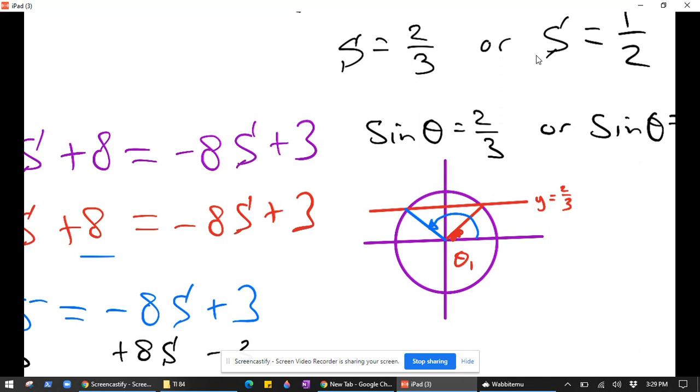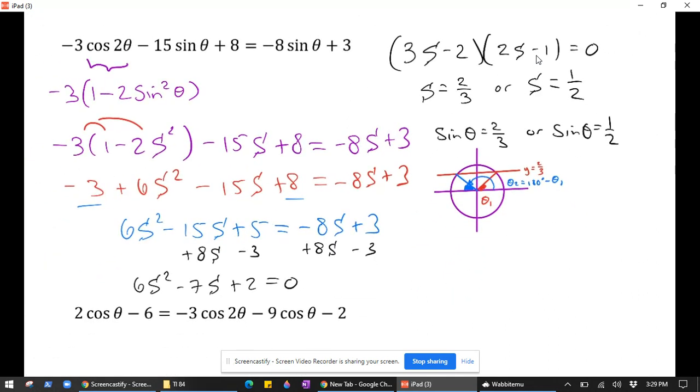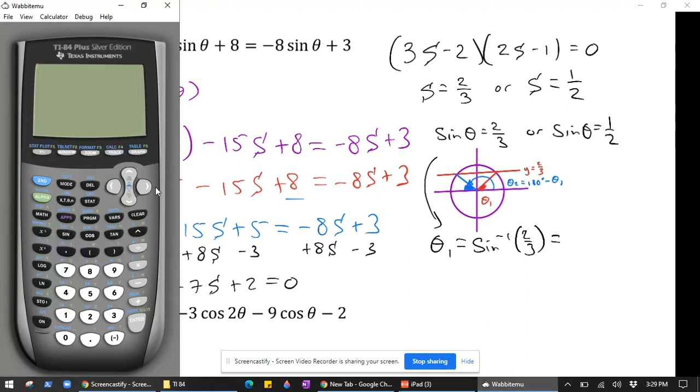Notice that's 180 degrees minus θ1. So the second angle is 180 degrees minus θ1, because this over here is equal to θ1, and the angle we're looking for is just that angle shy of 180 degrees. So that means θ1 is equal to sine inverse of 2/3. We use our calculator. Sine inverse of 2/3.